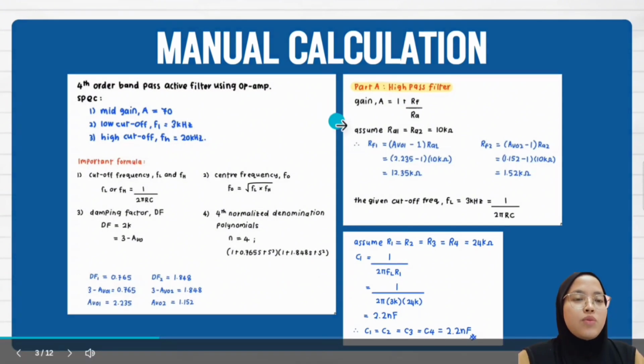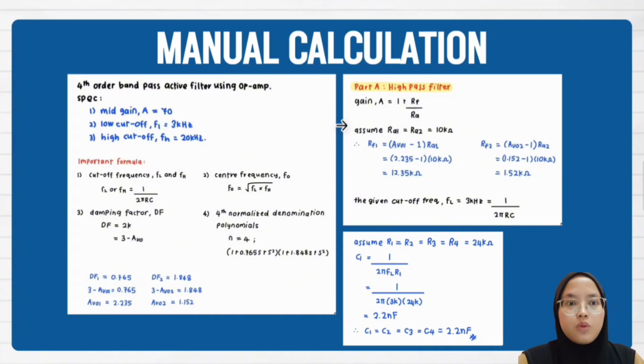So next, we move to the first part of the manual calculation, which is the high pass filter. We know that the formula of gain equals 1 plus RF over RA. So we assume RA1 equal to RA2 equal to 10 kilo ohm. Hence, we get the feedback resistor value equal to 12.35 kilo ohm for RF1 and for RF2 equal to 1.52 kilo ohm.